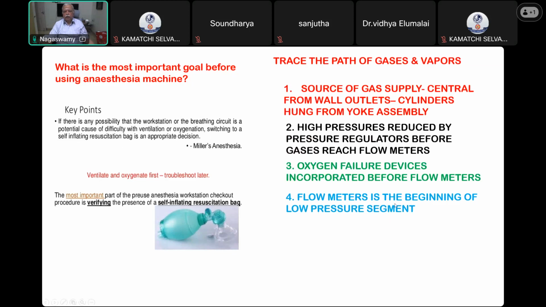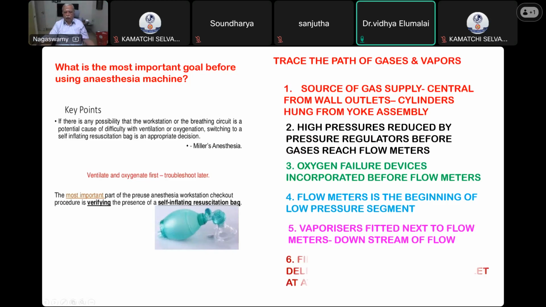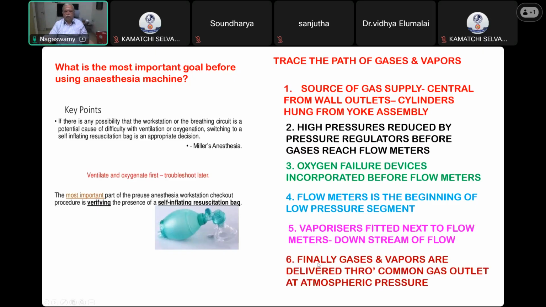Okay, so from there, where does it go? Through the flow meters, it goes to the vaporizer. If you are going to use the vaporizer, it will go to the vaporizers fitted next to the flow meter, downstream of the flow. From there, common gas outlet. Finally, gases and vapors are delivered through the common gas outlet at atmospheric pressure. Okay, so these are the steps in the delivery of gases.